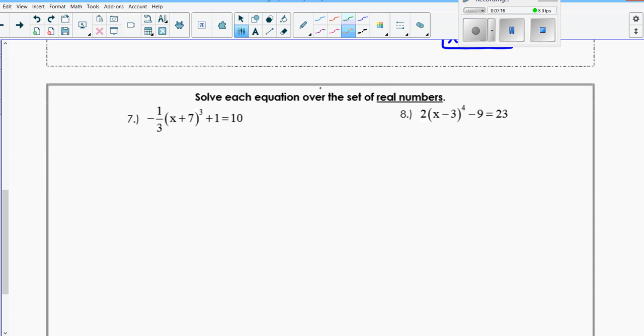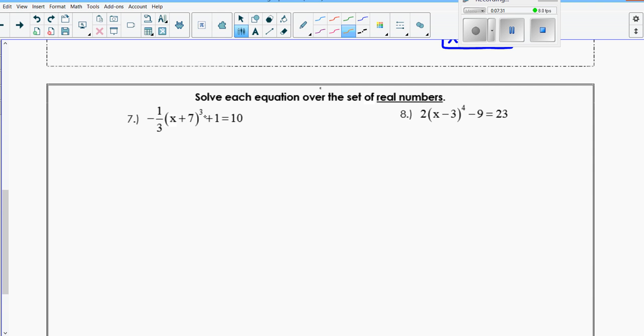Alright, we are going to solve this over the real numbers. We're not going to deal with imaginaries in this unit. Okay, so over the real numbers. So if you get to something where you'd be taking like the square root of a negative, it's an imaginary, then there'd be no solution. Okay?